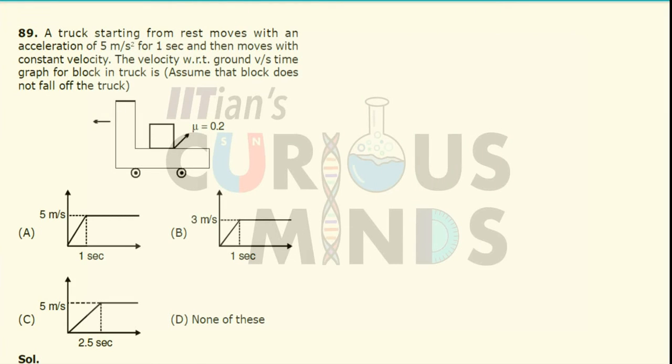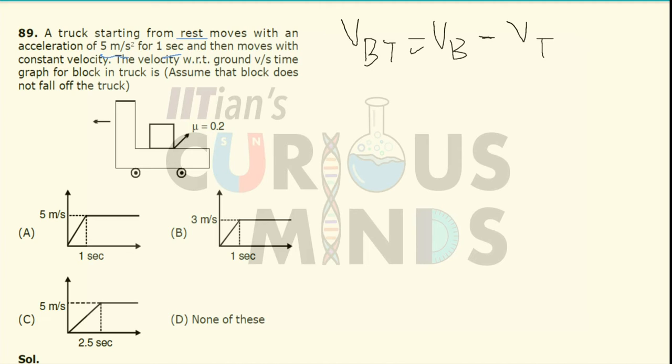A truck starting from rest moves with an acceleration of 5 meter per second square for 1 second and then moves with a constant velocity. The velocity with respect to ground versus time for the block will be equal to... Now over here the relative velocity of the block with respect to the truck will be the velocity of the block with respect to the ground minus the velocity of the truck with respect to the ground.